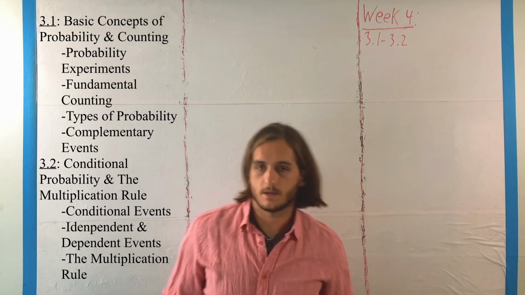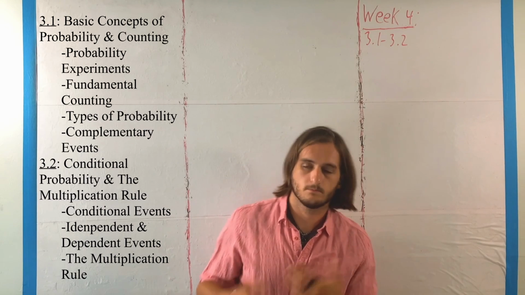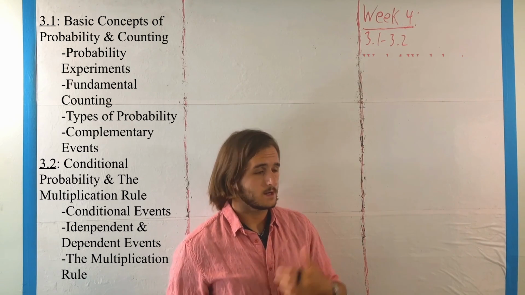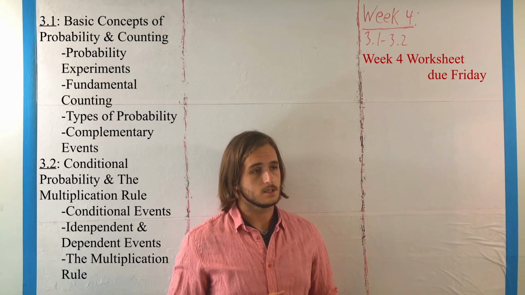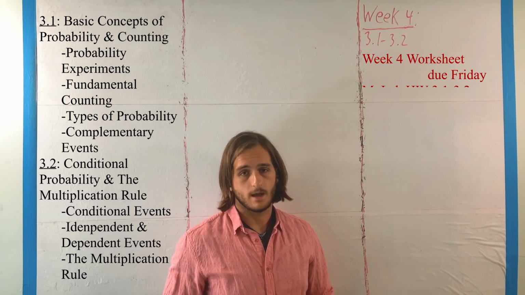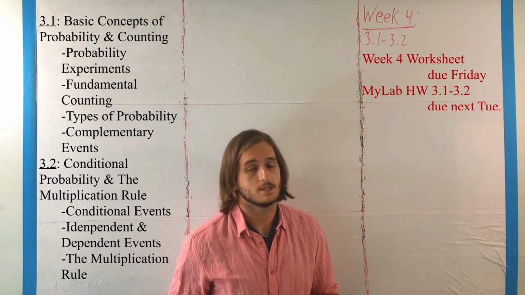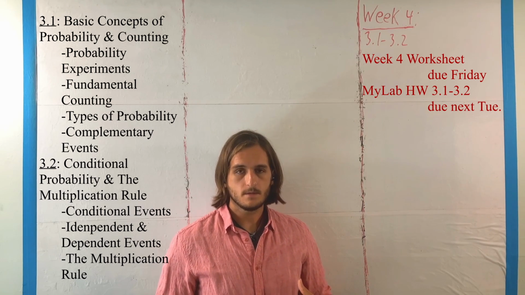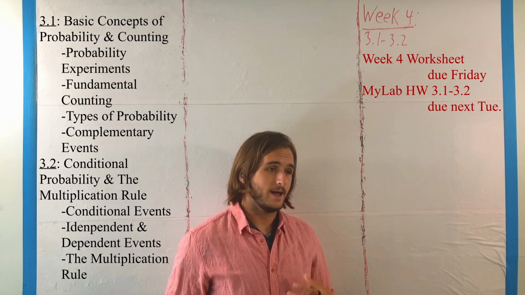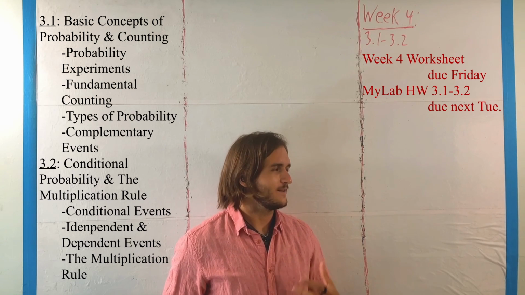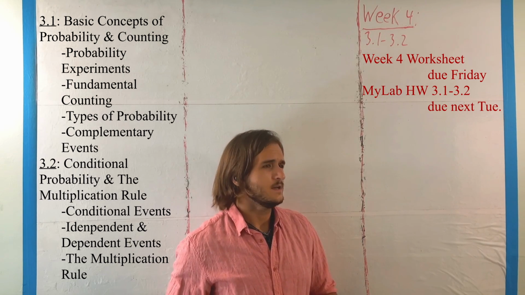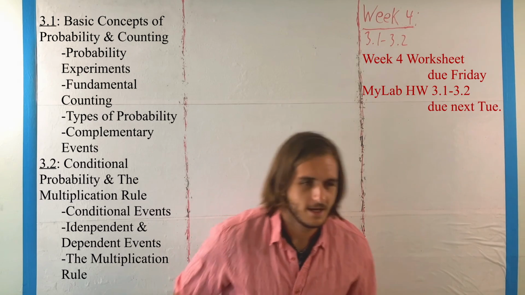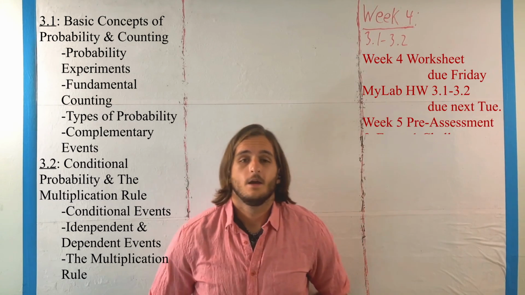Anyway, for this week, we have our more or less normal set of things with one addition, where we're going to have a worksheet to practice with these things. It's going to be due on Friday. We have deadlines in MyLab for these sections as homework assignments due next Tuesday. And then on next Monday, we have our, what would that end up being, 4th or 5th pre-assessment. I can't always count despite what this section is on.